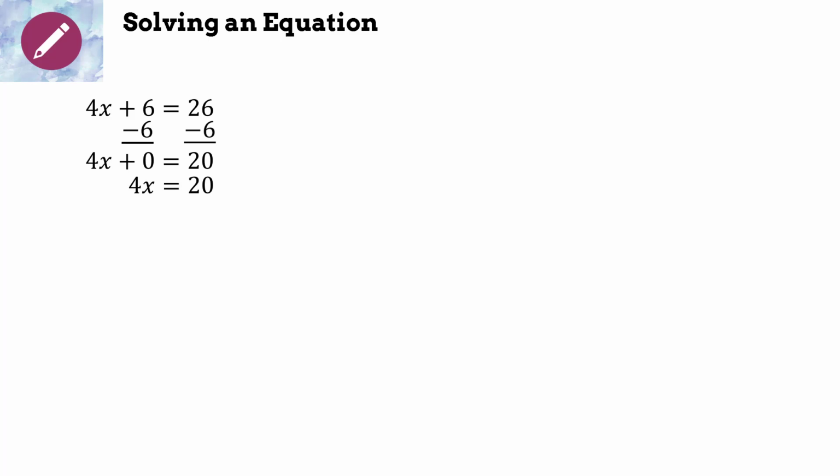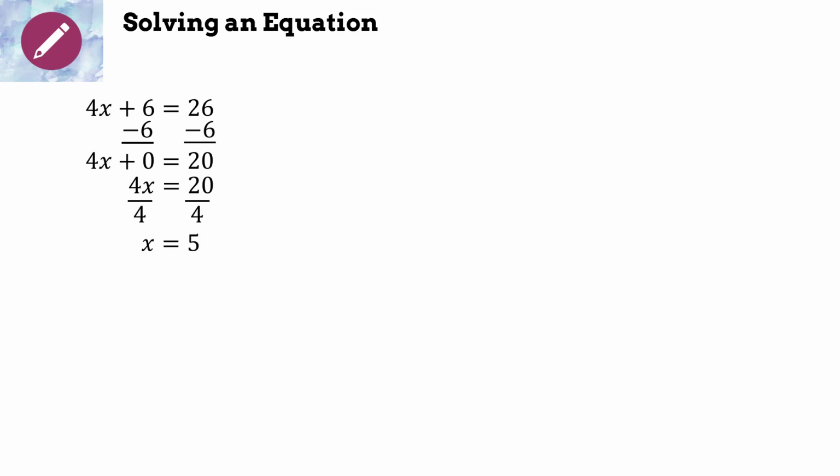Now, I have the 4x by itself, but I need to isolate the x. That means I want x to equal something. Anytime we have a number next to a letter, it means to multiply. What's the opposite of multiplying? Yeah, dividing. I'm going to divide by 4 on both sides of the equal sign. Balance, balance, balance, remember? So that gives me x equals 5.